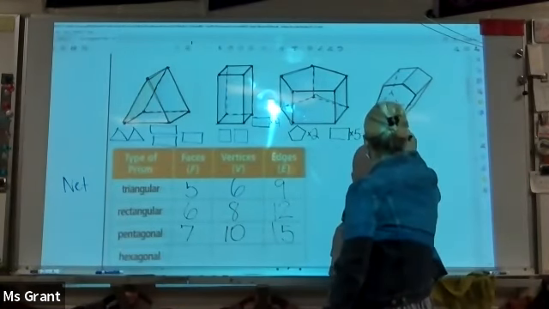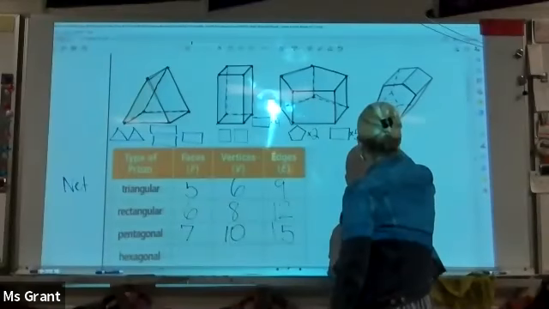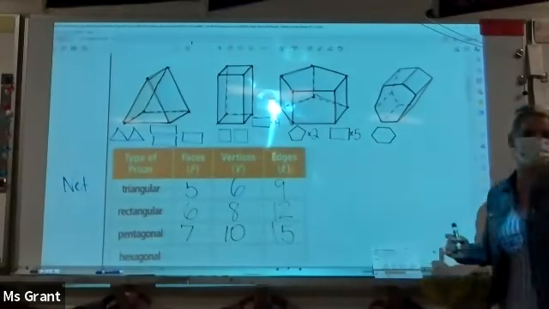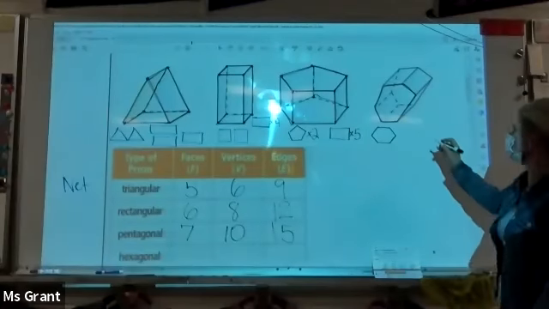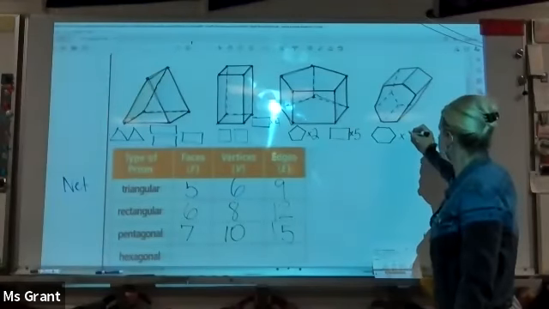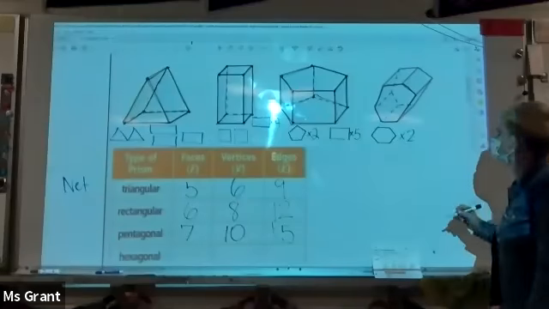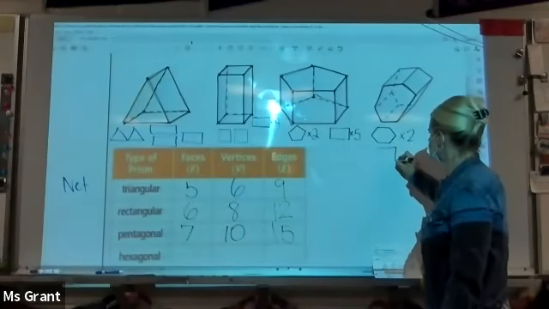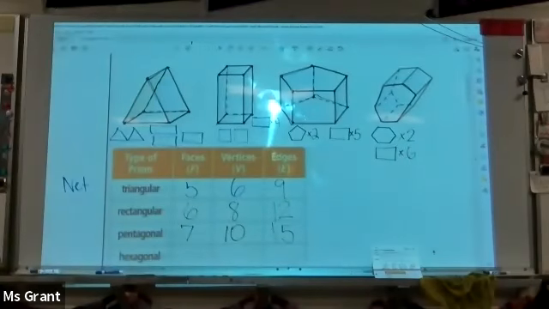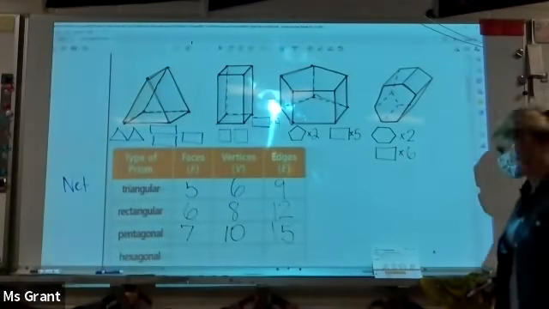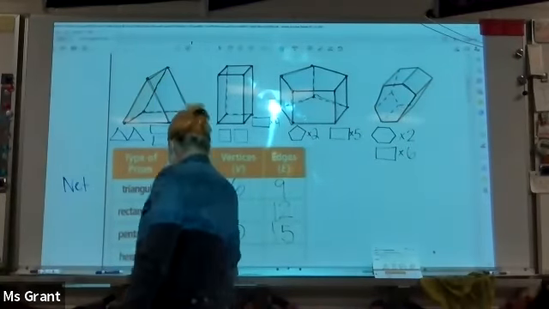Starting out like that. 1, 2, 3, 4, 5, 6. So there's a basic hexagon, right? There's 2 of them, and then there's 4 rectangles. No, wait, there's not 4 rectangles. Sorry, there's 6 rectangles. These are my faces. So there's 8 faces.